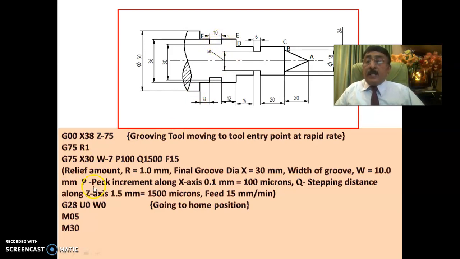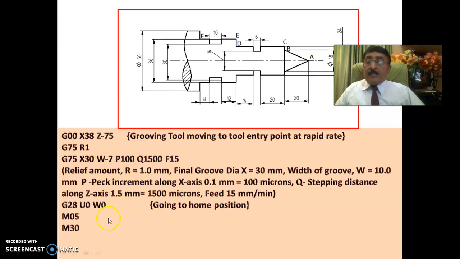Afterwards, once it cuts to 30, since W minus 7 is there, your total width of cut is 10 mm. Then it moves axially by 1.5. Again it cuts in the same way with a peck increment of 0.1 only. Once it becomes X30, it again moves. That means 3 plus 1.5, 4.5, 6, 7.5, 9 and finally 1 mm. In that way, the total width of cut will be 10 mm. In that way, this cycle also I have explained.